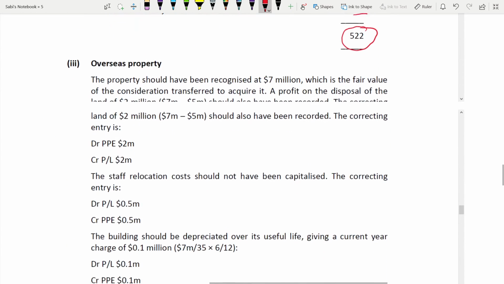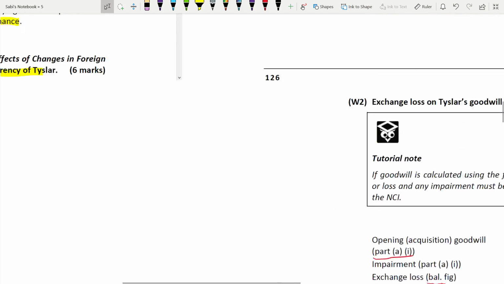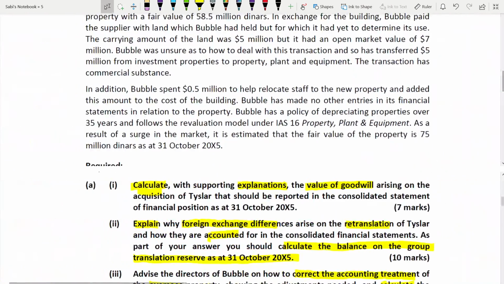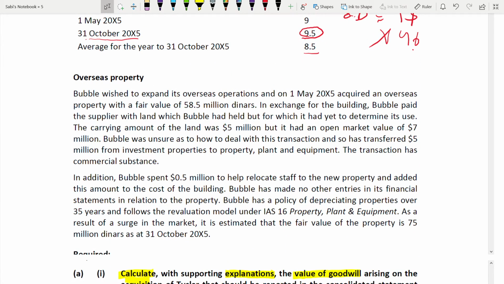We have to read the case study. We didn't read it, we kept it, okay? Because it is separate, and it is linked with the previous two parts.